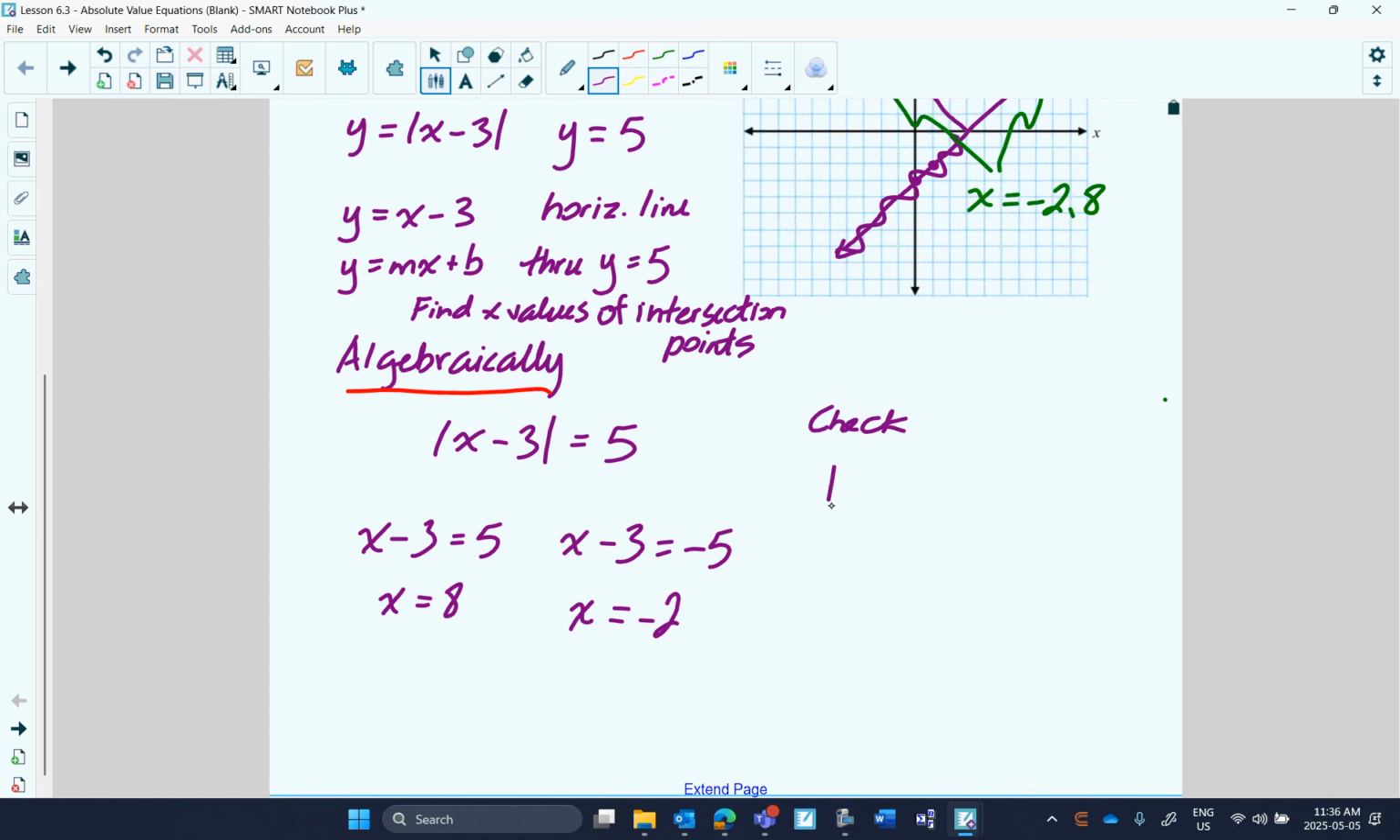So is the absolute value of 8 minus 3 equal to 5? Yeah. 5 equals 5, we're there. How about the absolute value of -2 minus 3? Does that work out to 5? Yes. Because -2 minus 3 is -5, and its absolute value is +5. So these two are good.